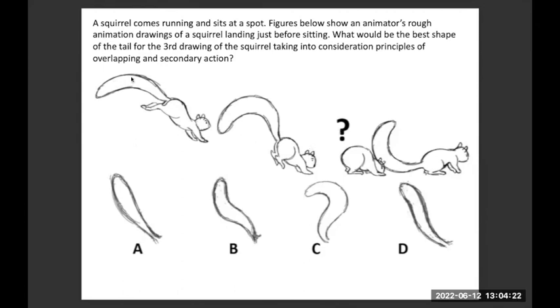So the squirrel is jumping, the tail is here. It becomes almost like a question mark, and then it inverts. What this position shows is the intermediate position has to have both the curves. It has to have this curve also, and it has to have this curve also. Anybody, any guesses?